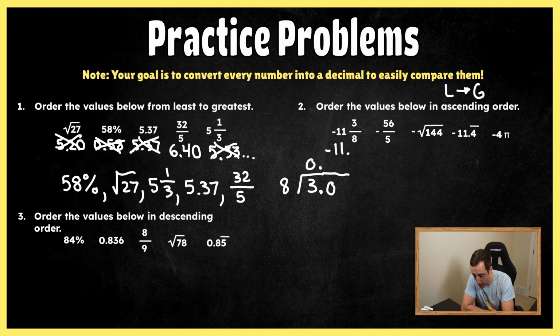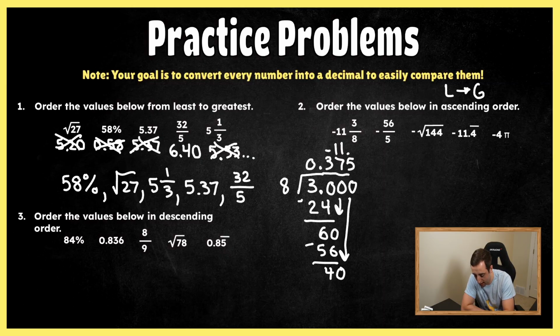8 fits into 30 3 times. 8 times 3 is 24. We subtract, we get a remainder of 6. 8 doesn't fit into 6 at all, so we add on another 0, bring it down. 8 fits into 60 7 times. 8 times 7 is 56. We subtract, we get a remainder of 4. We tack on another 0, bring it down. 8 fits into 40 perfectly 5 times, so when we subtract, we get a remainder of 0.